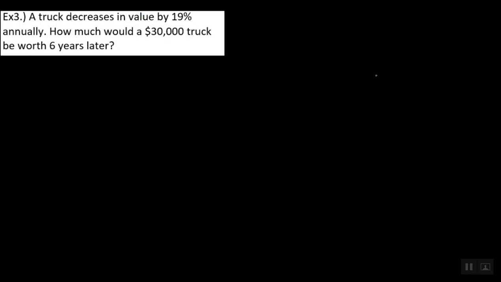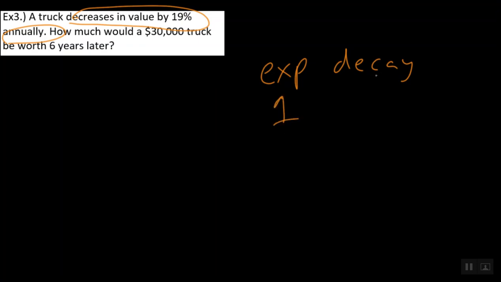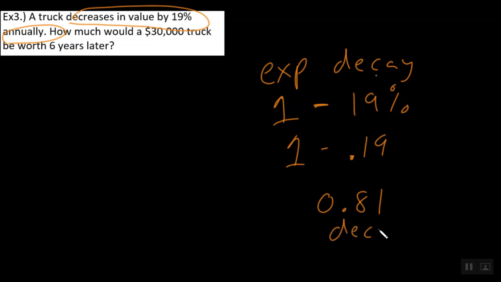Okay, here in example 3, it says a truck decreases in value by 19% annually. So this is actually an example of exponential decay. So what do you do when it's exponential decay? Well, this is where instead of doing 1 plus, you actually want to do 1 minus 19%. In this case, we would then have 1 minus 0.19, which is, of course, 0.81. So this is going to be our decay rate, which is very, very important for you to know.